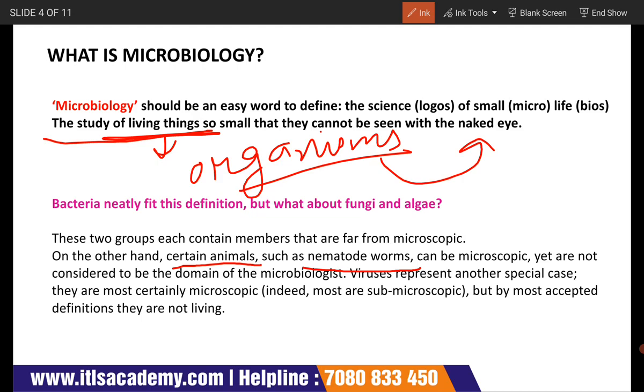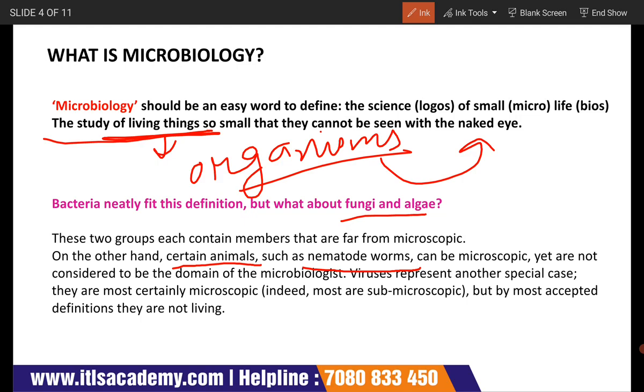So apart from fungi and algae, there are certain other animals such as nematodes and worms, and certain viruses, which are also considered microscopic.